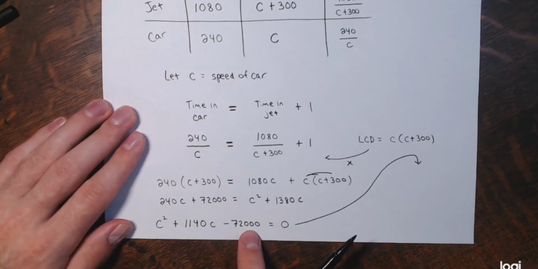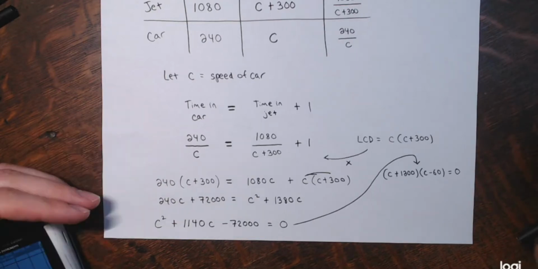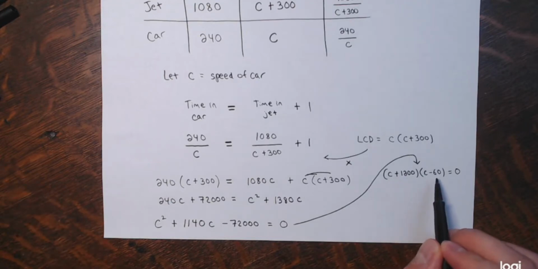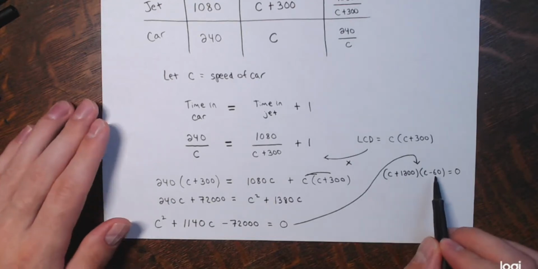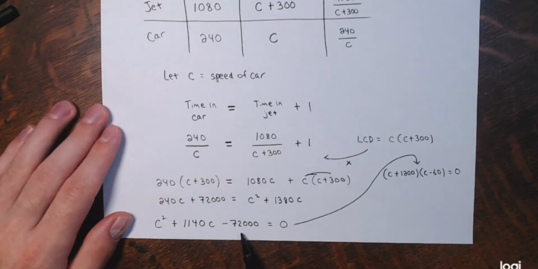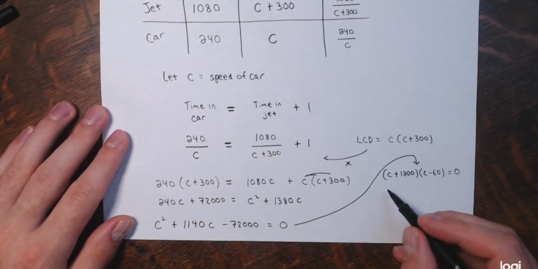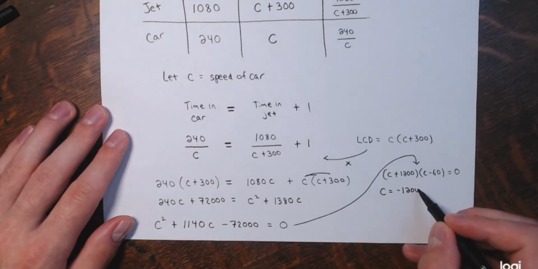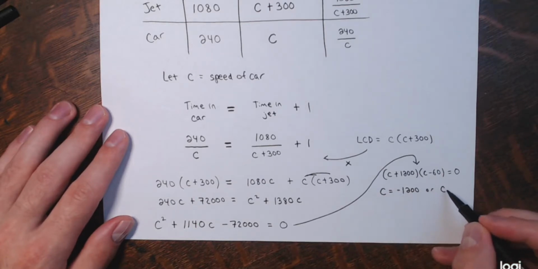Alright, so I'm going to think about this for a second. I'll pause it for a second here and come back when it's ready. Alright, so I see now it would be C plus 1200 times C minus 60. And you can double check by foiling that you'd get this polynomial back. So the possible solutions here are negative 1200 for C or positive 60.